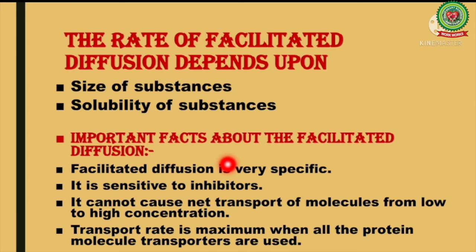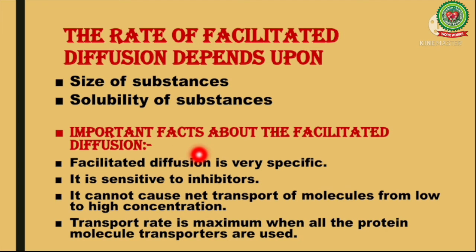The rate of facilitated diffusion depends upon, first, the size of substances. The smaller the size of the substances, the faster will be the diffusion. The next one is solubility of substances in lipids. Since lipids are the major constituents of cell membranes, substances soluble in lipids diffuse through the membrane faster.